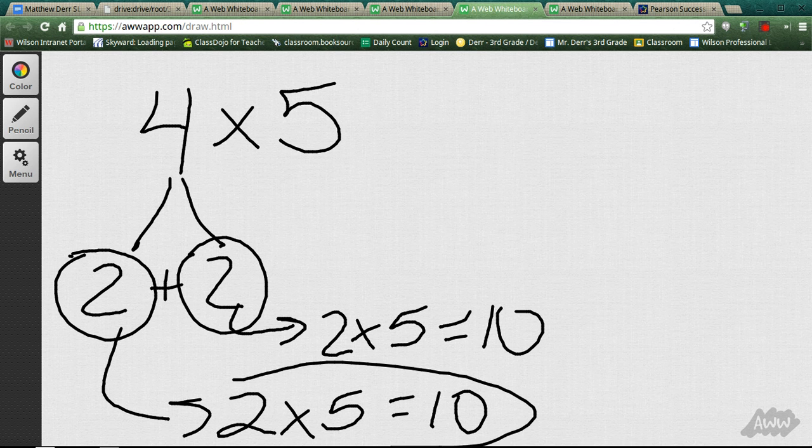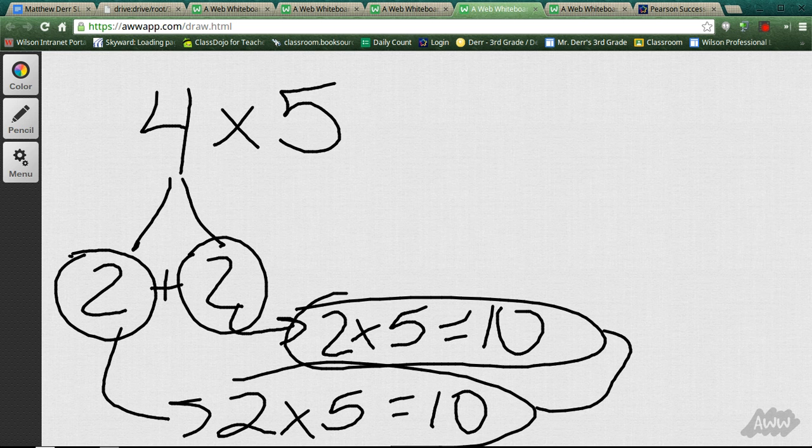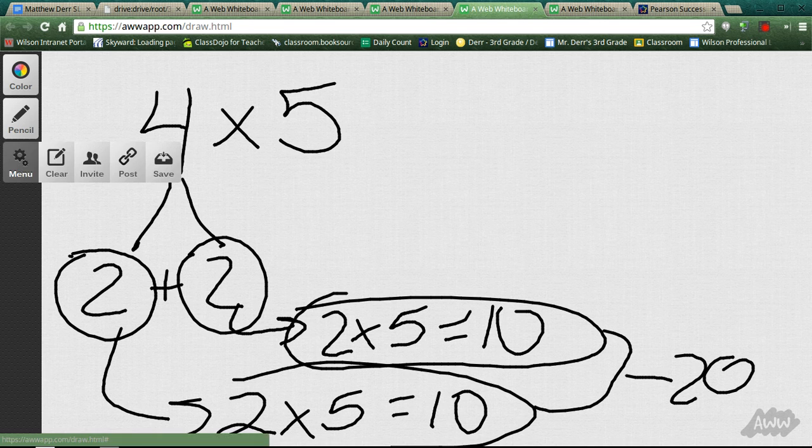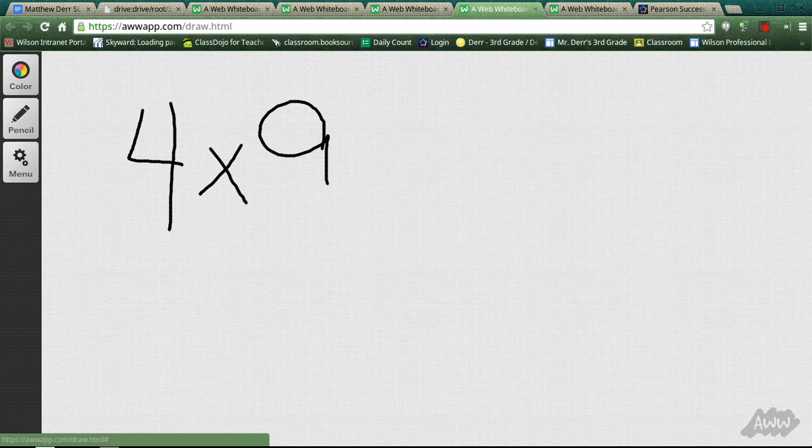I had one set of double 5s. I have another set of double 5s. And 10 and 10 would get me 20. Let's try another one. Let's say we have 4 times 9. And I said, oh, that's a big one.